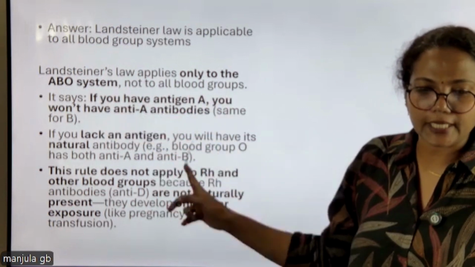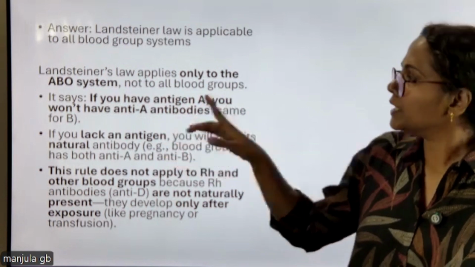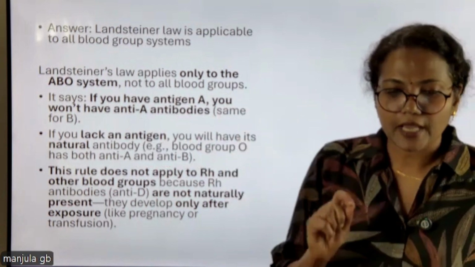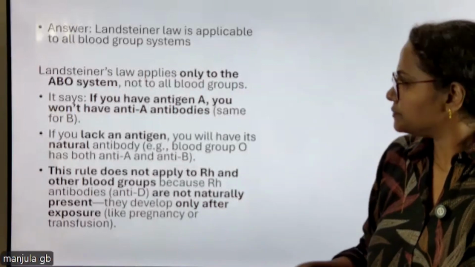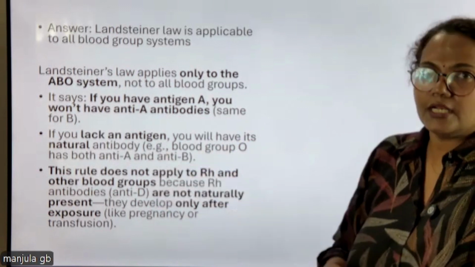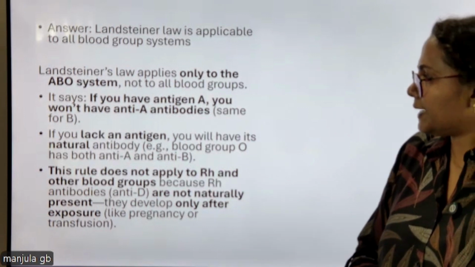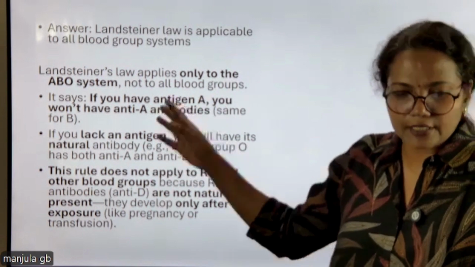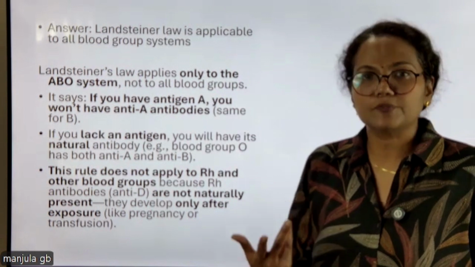So what does the law say? Please remember this: if you have antigen A, then you won't have anti-A antibodies. And the same for B also. And if you lack an antigen, you will have its natural antibody. That is, O has got anti-A and anti-B. So this is a very direct question, and I hope you all know this. And Rh develops only after an exposure.